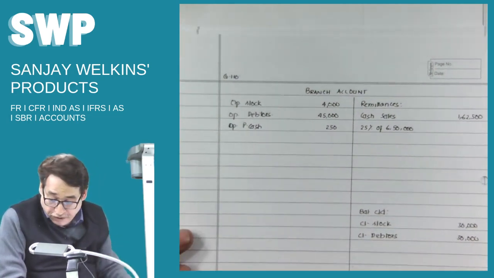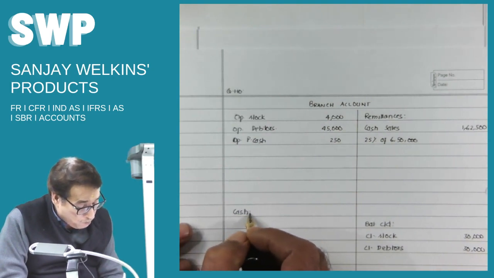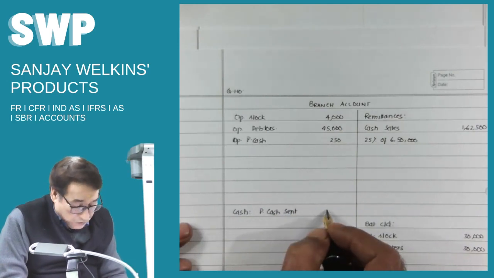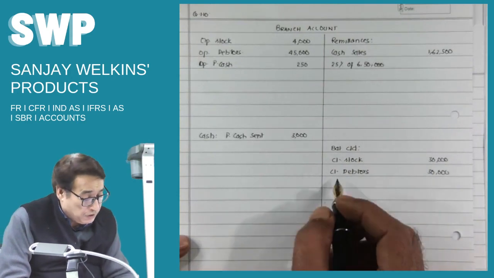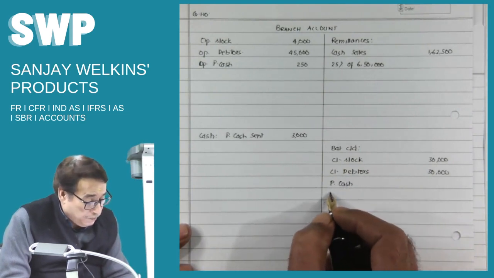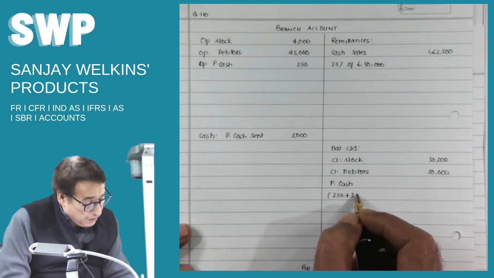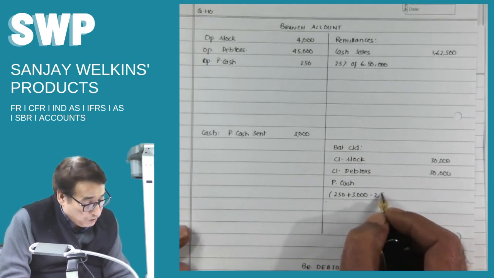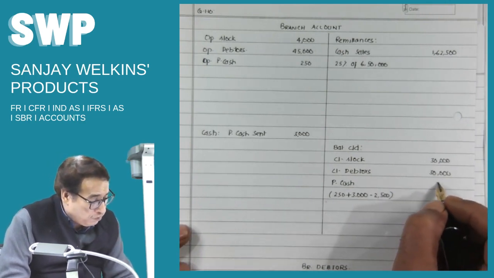Further, it is given that head office has sent further petty cash of rupees 3000. So you will write here 'to cash', petty cash sent, that is 3000. After that, it is given to you that petty cash is spent. So when you write the closing balance of petty cash, you had in the beginning 250, and 3000 further sent. So total petty cash now available is 3250, out of which 2500 has been spent. So 3250 minus 2500 will give you 750. So this is the closing balance.